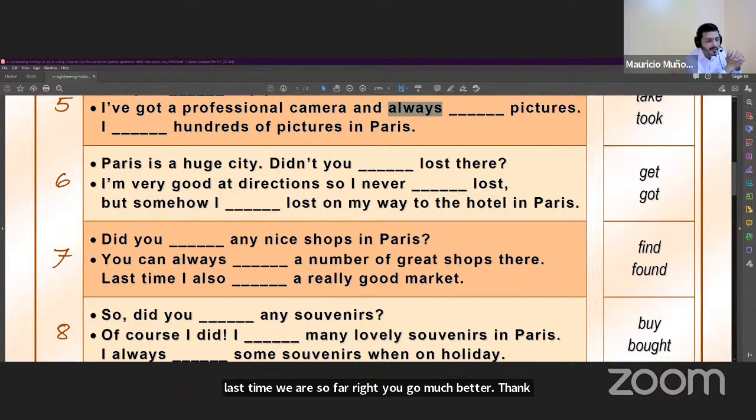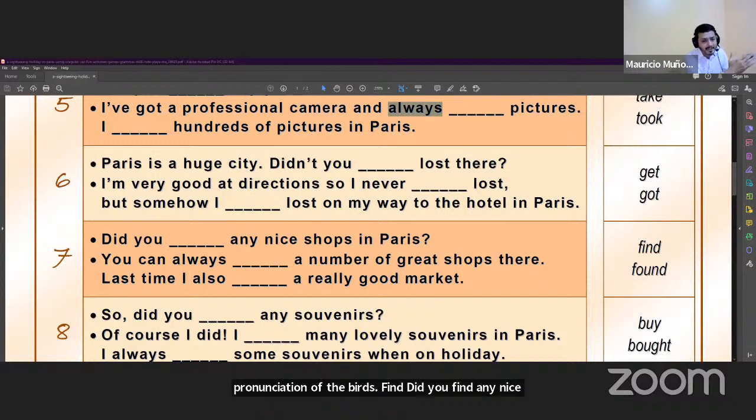Well, the first one was correct. As we can see in exercise number 7, the first line is a question, so we use the auxiliary verb did. So if we have did, obviously our verb must be in present. Did you find? Okay, no found. Be careful with the pronunciation of the verbs. Find. Did you find any nice shop in Paris?